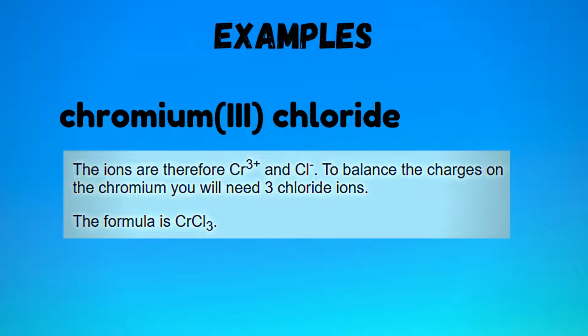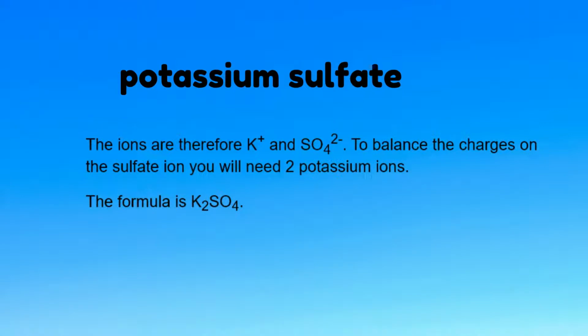So how to write the name and how to identify. Example, chromium 3 chloride means that there are chromium 3+ ions and Cl- ions. So to balance the charges, you need to have 3 chloride ions. So the formula will be CrCl3. Potassium sulfate is K+ and sulfate SO4 2-. To balance the charges, it needs 2 potassium ions. So the formula becomes K2SO4.